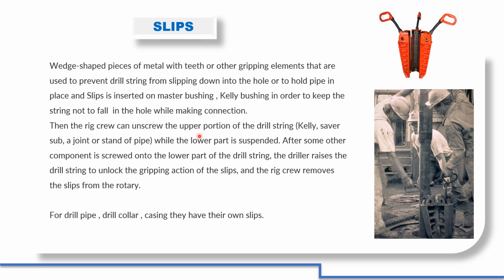The rig crew can unscrew the upper portion of the drill string, Kelly, saver sub and joint or stand of pipe, while the lower part is suspended. After some other component is screwed onto the lower part of the drill string, the driller raises the drill string to unlock the gripping action of the slips, and the rig crew removes the slips from the rotary. Drill pipe, drill collar, and casing have their own slips. Not only one slip is used, there is a separate slip for the drill collar, for the casing, and for the drill pipe.